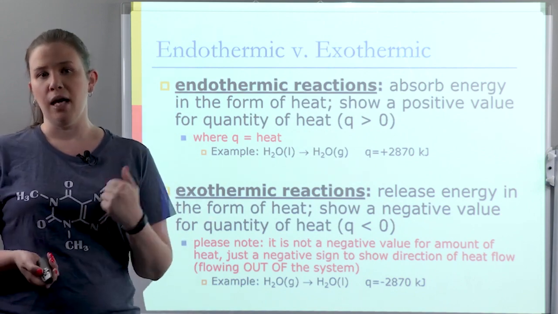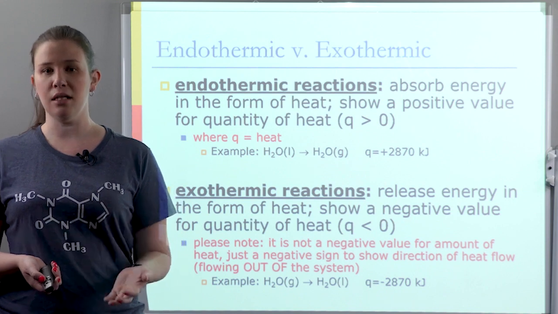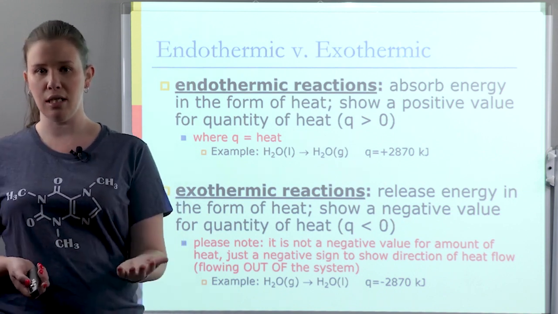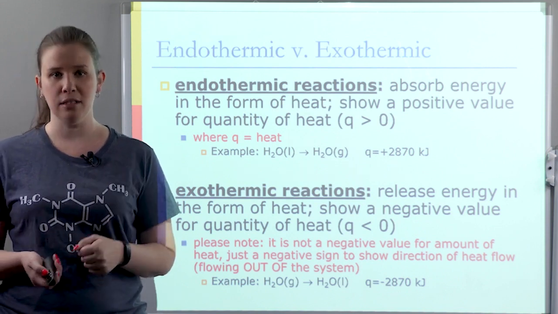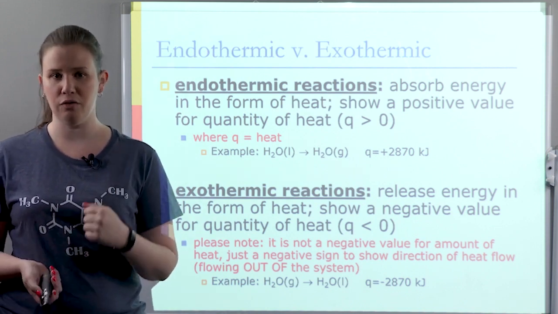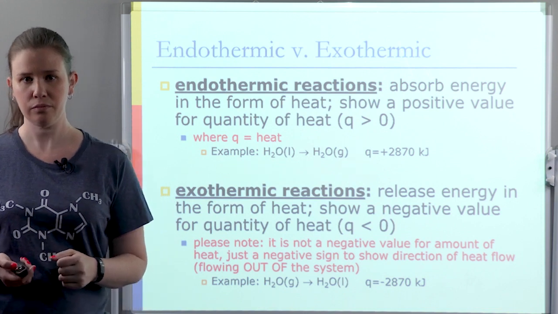So the Q for an exothermic process would be negative, showing that it is releasing energy. The sooner you can get the signs down for the Q, the better. Positive Q is endothermic and a negative Q is exothermic.